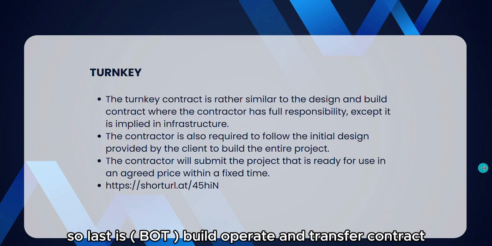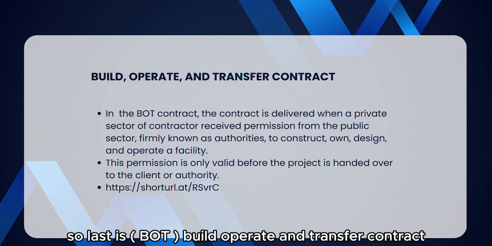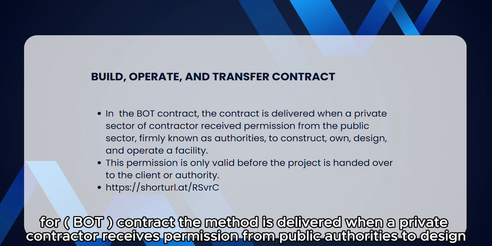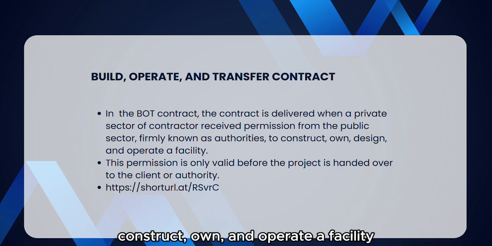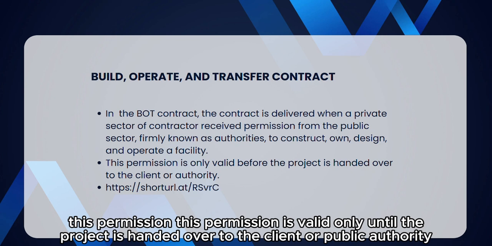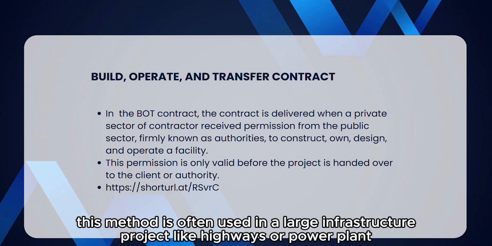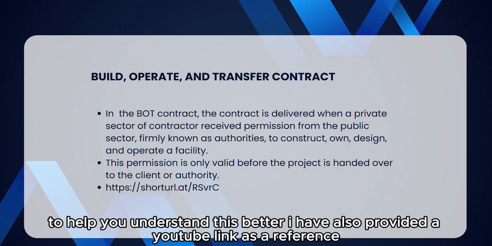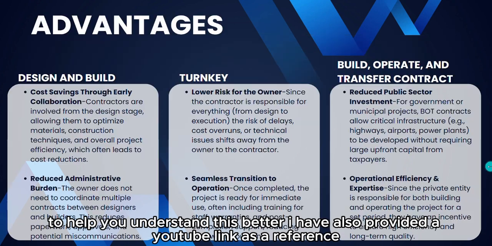So last is BOT, Build, Operate and Transfer Contract. For BOT contract, the method is delivered when a private contractor receives permission from public authorities to design, construct, own and operate a facility. This permission is valid only until the project is handed over to the client or public authority after the agreed operational period. This method is often used in a large infrastructure project like highways or power plants. To help you understand this better, I have also provided a YouTube link as a reference.